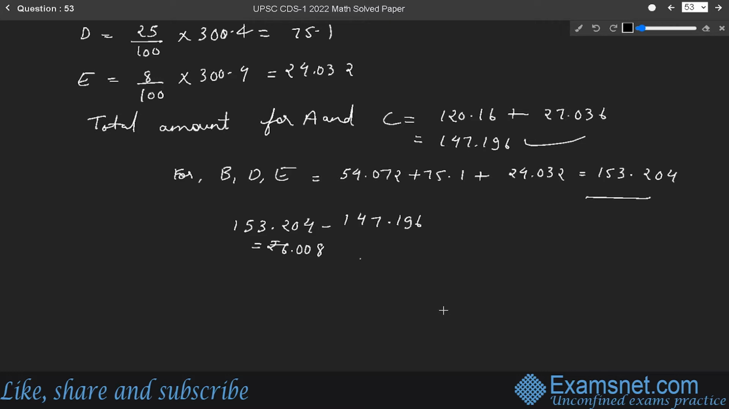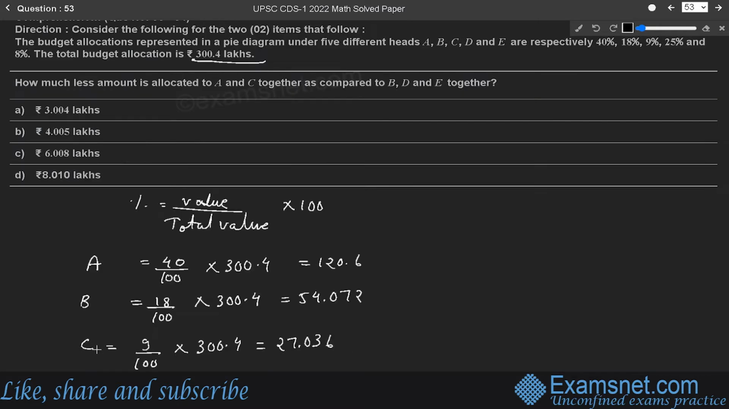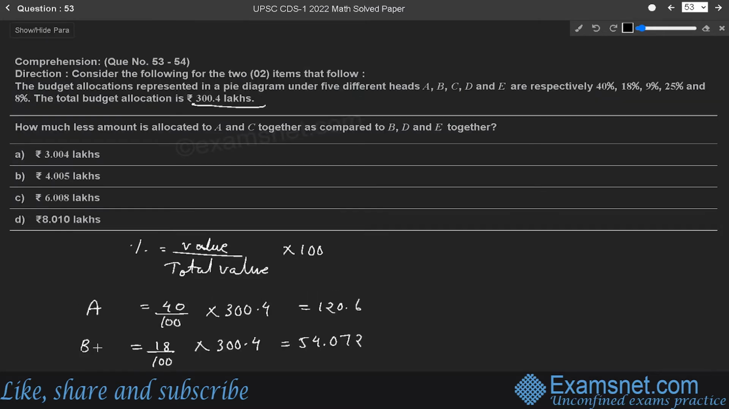Therefore, the amount allocated to A and C together is rupees 6.008 less than the amount allocated to B, D and E together. So the correct option for this question is option number C, which is 6.008 lakhs. I hope this question is clear to you. You just have to mainly focus on this percentage formula and you will be able to solve it very easily.